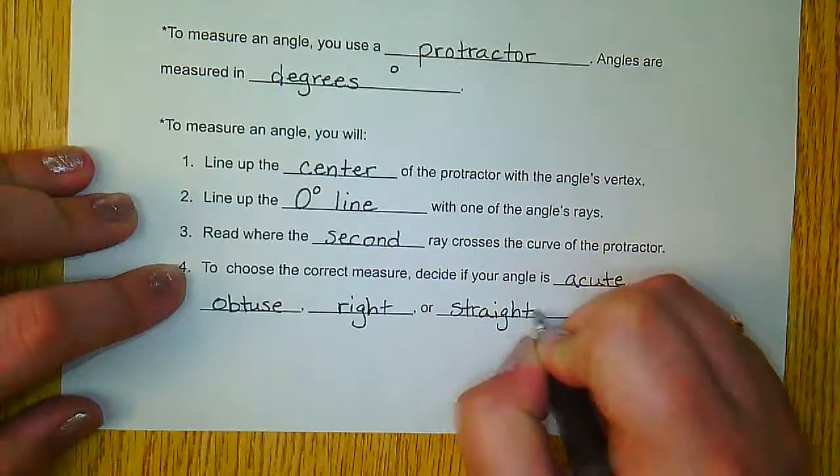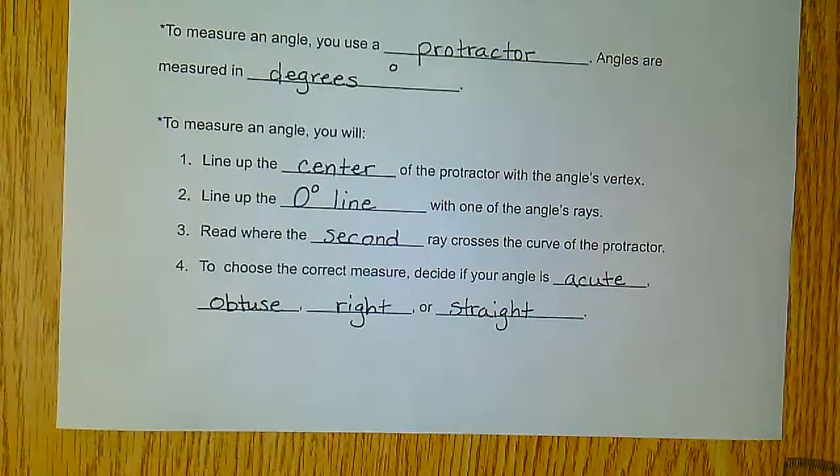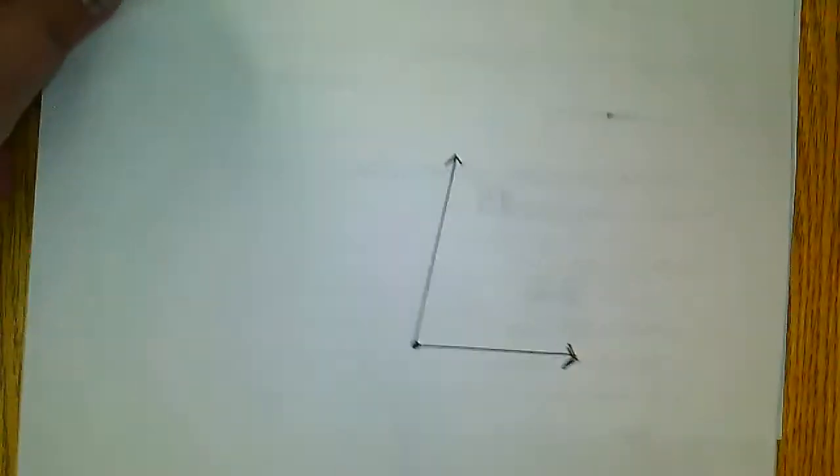Now, a lot of you are probably wondering, why would you put straight on there? Some angle measurements might look like they're a straight line or might look like they're exactly 90 degrees, but they're not. It could be 179 degrees. Then it's still an obtuse angle. Or it could be 89 degrees and it's still not a right angle. It's only an acute angle.